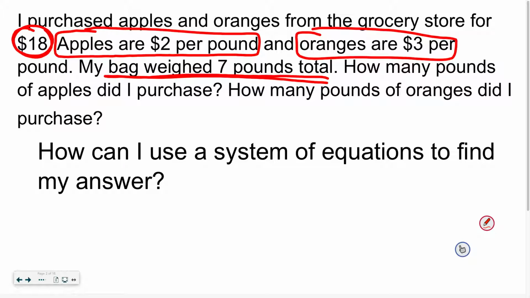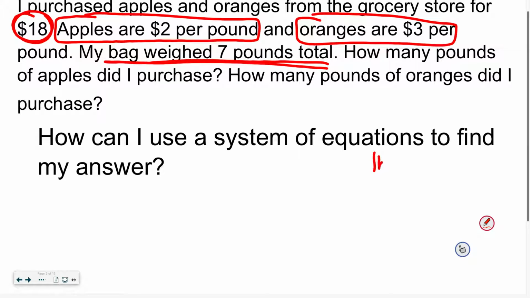Now that we have identified what information we're given, what must we identify next? The unknown. We need to figure out what am I even trying to find? What do I need to figure out here? How many pounds of apples is it? So we're trying to find the pounds of apples and what else? The pounds of oranges.